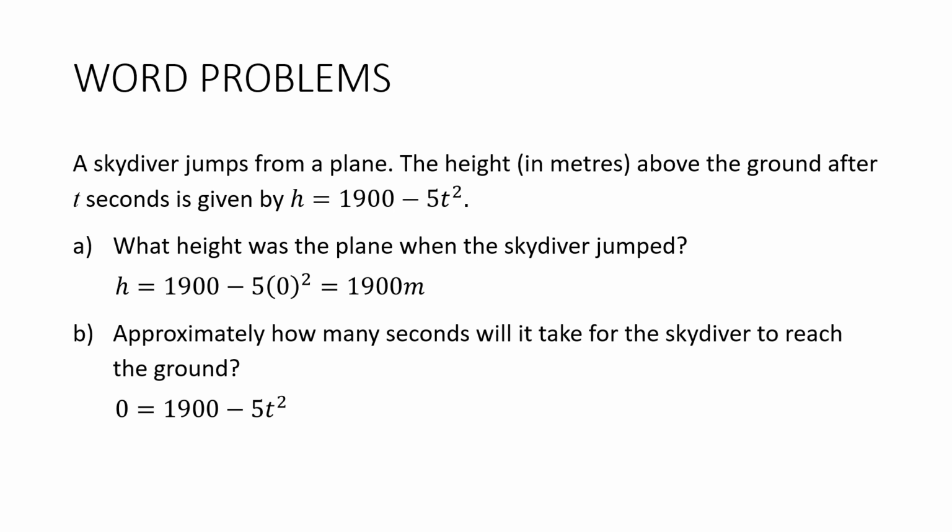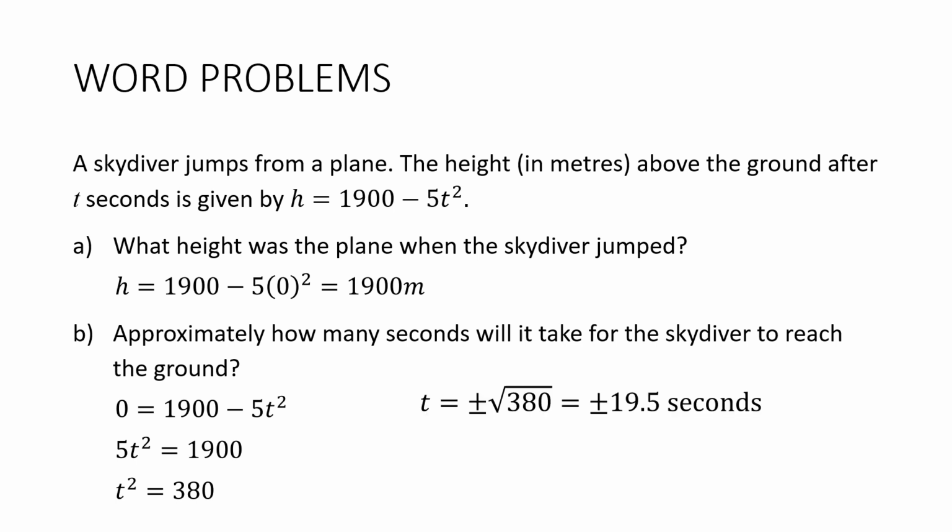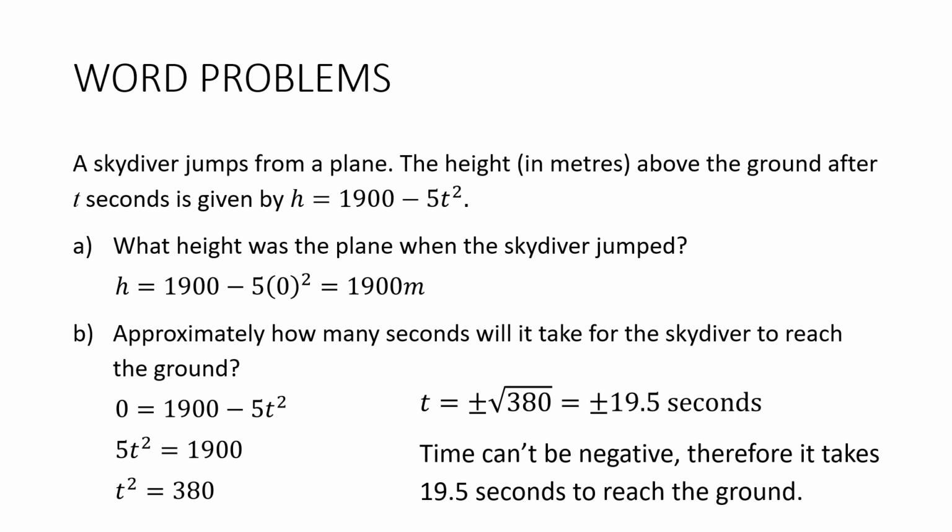This is just a simple quadratic equation. 0 is equal to 1900 take away 5t squared. Let's take this 5t squared over the other side. Divide both sides by 5 and then do the square root. Now we will get plus or minus 19.5 seconds, but there's no such thing as negative time, so we can disregard the negative. Therefore it takes 19.5 seconds to reach the ground.